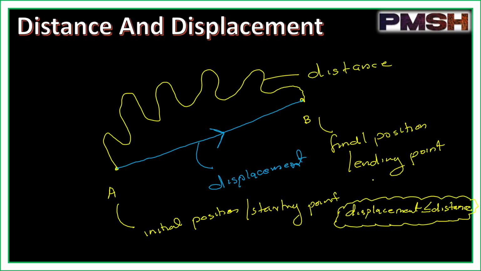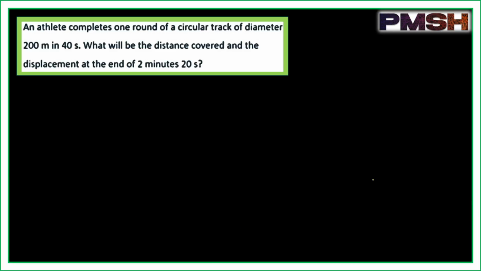Now, for the better understanding of this concept of distance and displacement, we have a problem. So let us see how to solve this. The question is, an athlete completes one round of a circular track of diameter 200 meter in 40 seconds. So there is a circular track.